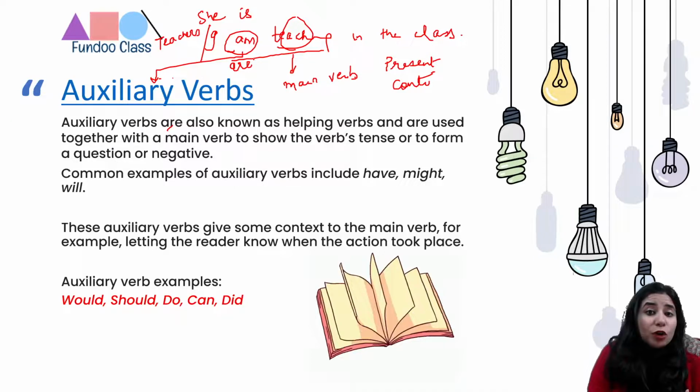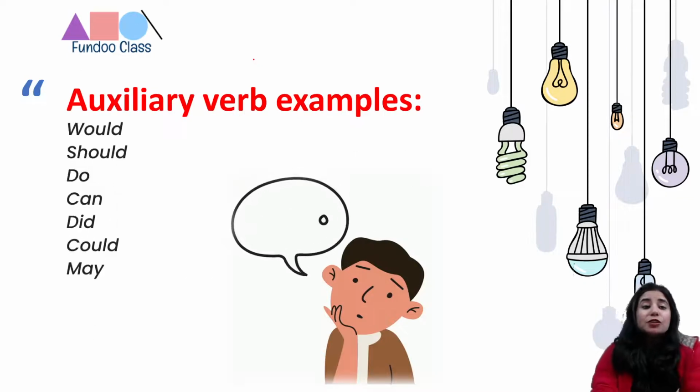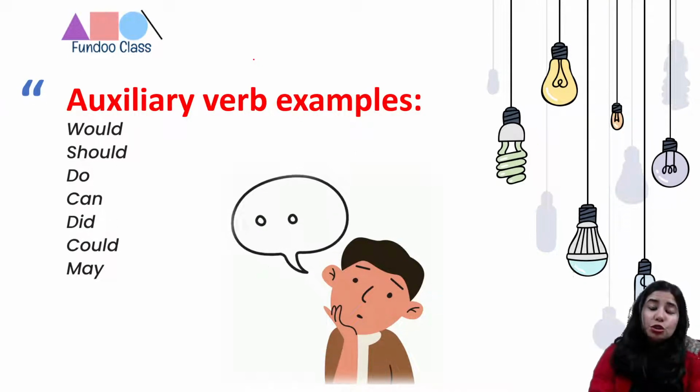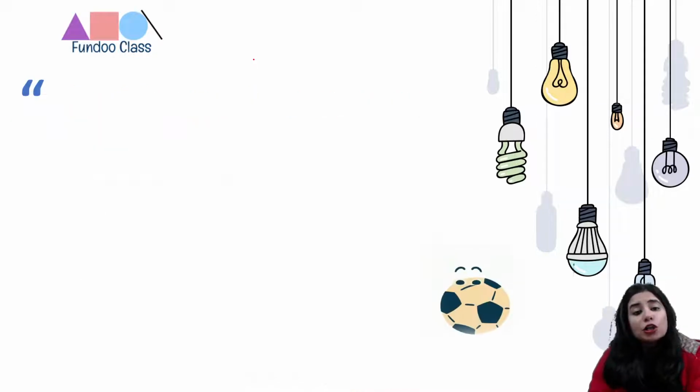Also, auxiliary verbs are used to help us understand the verb's tense. What is the time of the action, right? There are common auxiliary verbs like is, am, are, have, might, will. So let's quickly take some examples to understand the concept better. Also would, should, do, can, did, could, may. These are all auxiliary verbs.